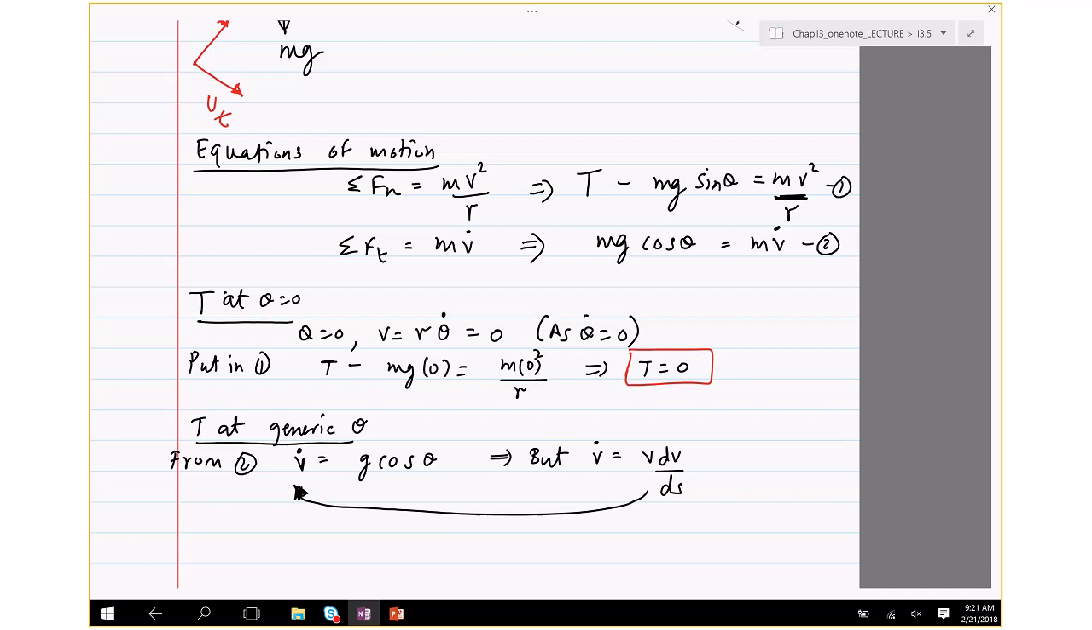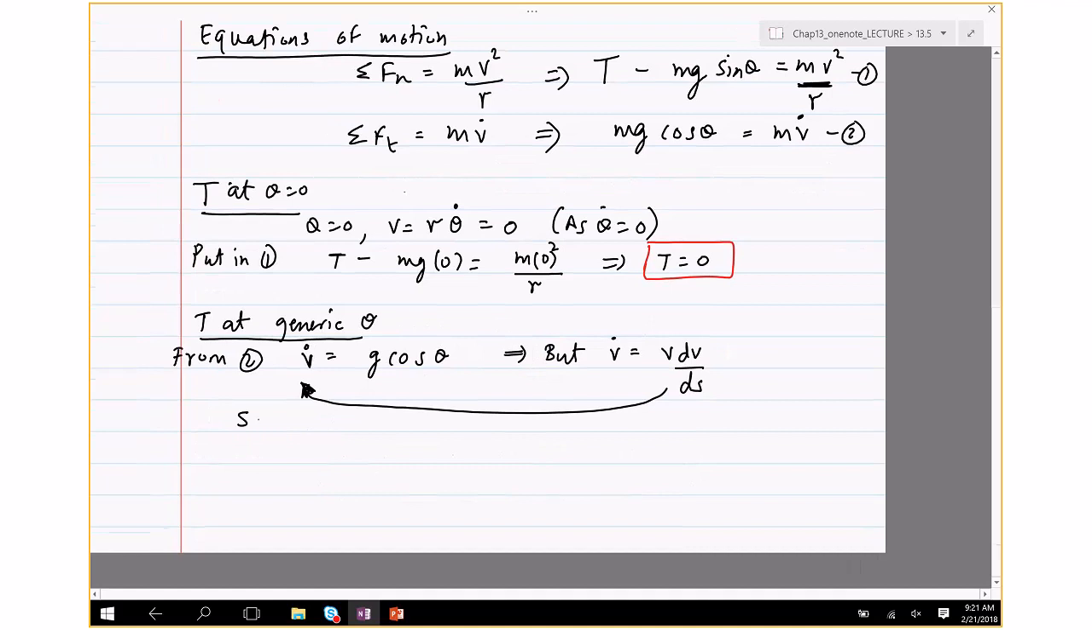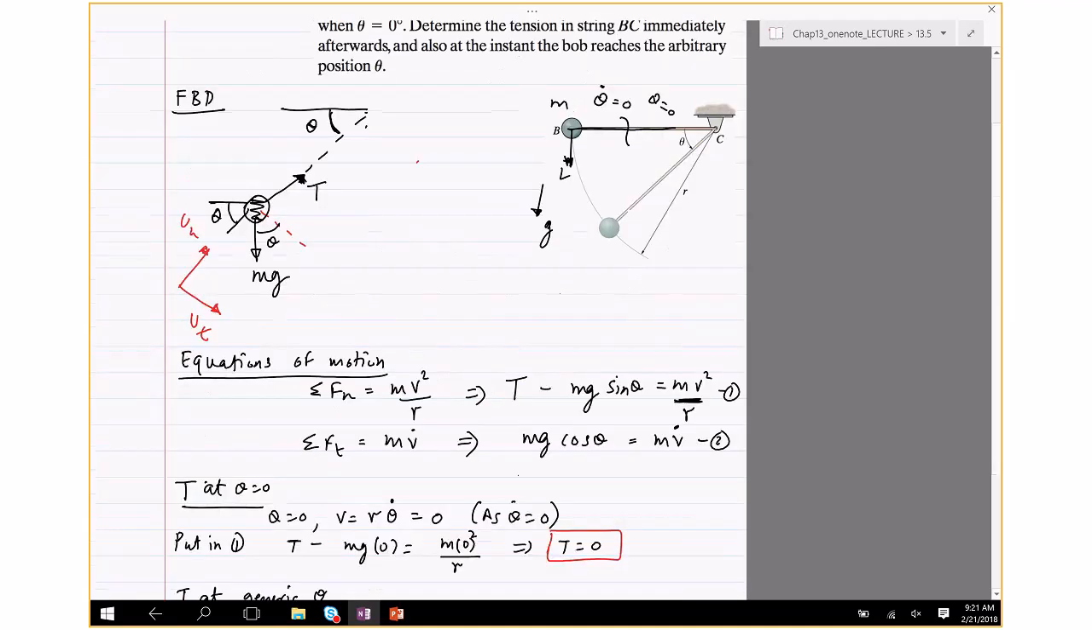So is there a way I can write ds as a function of theta? Actually, there is a way. What is s? s is the arc length. It's this. What's the arc length of a circle? Do you know the expression for the arc length for a circle? Well, that's for the whole circle. What's it for that? It's r times theta, right?